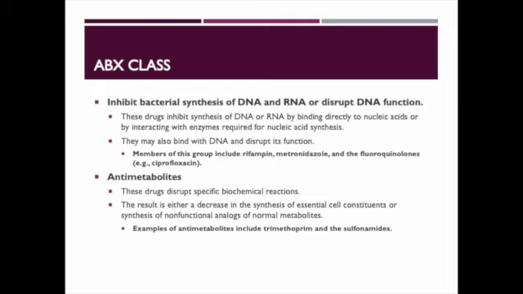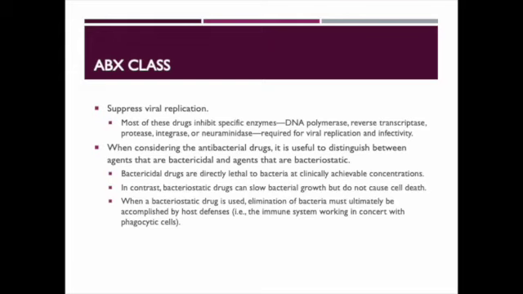And the last couple slides here, this one is the drugs that inhibit bacterial synthesis of DNA and RNA or just disrupt DNA function. These are drugs like ciprofloxacin, which is a fluoroquinolone, metronidazole, rifampin. And we have our antimetabolites, which disrupt specific biochemical reactions, right? This is the one that we just talked about, PABA converting to folic acid, but antimetabolites like sulfonamides can actually break this process down. And then the drugs that suppress viral replication. So these slides were just a review of the chart.